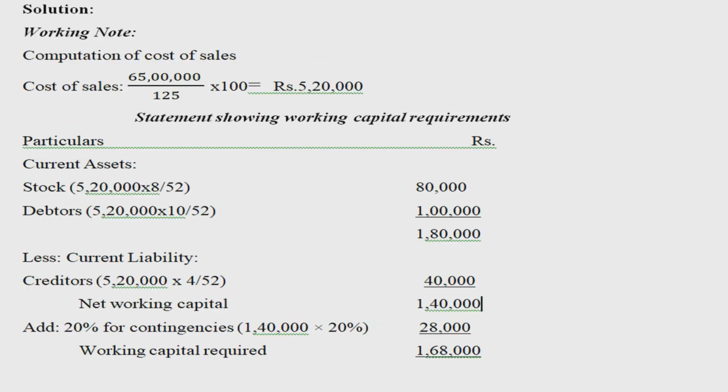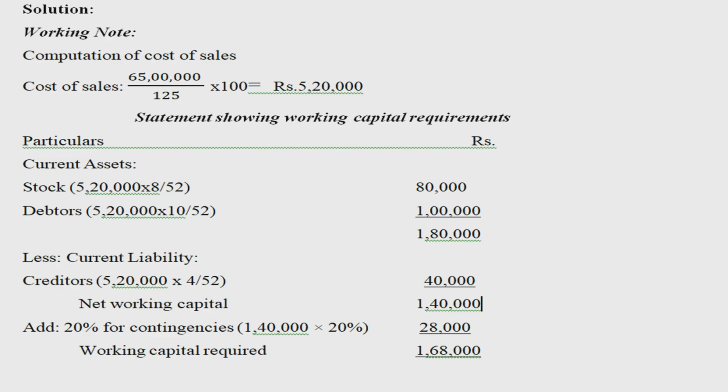So far we have calculated 1,40,000 into 20%, which gives you 28,000. So we have to add 1,40,000 plus 28,000, which is our working capital requirement. Total working capital requirement of Kamath Limited is 1,68,000. Working capital requirement we can identify with the help of the current assets minus current liabilities formula.